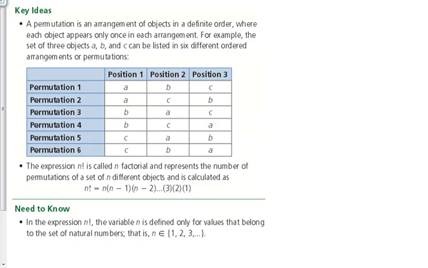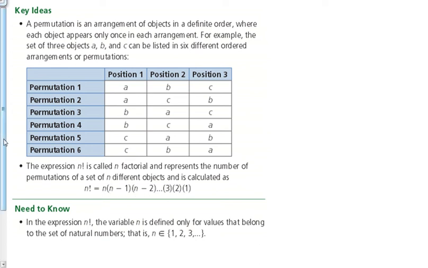Key ideas. A permutation is an arrangement of objects in definite order, where each object appears only once in each arrangement. For example, the set of 3 objects A, B, and C can be listed in 6 different arrangements or permutations, given here. The expression n factorial represents the number of permutations of a set of n different objects and is calculated as n factorial is equal to n times n minus 1 times n minus 2 all the way down to 1.